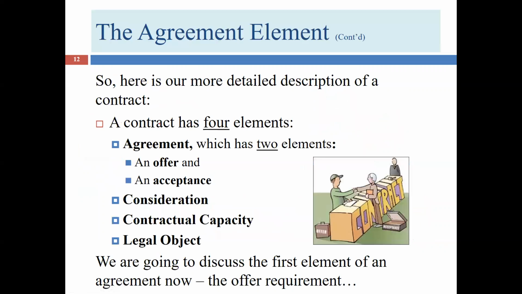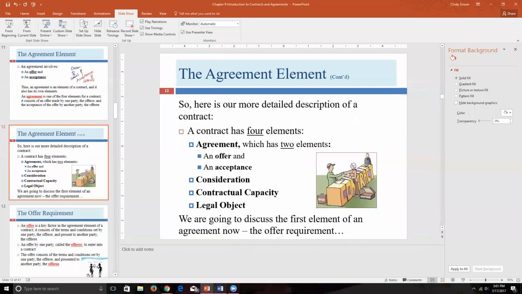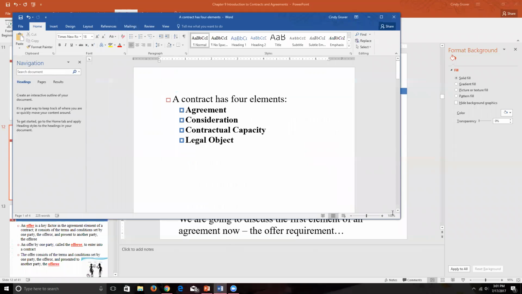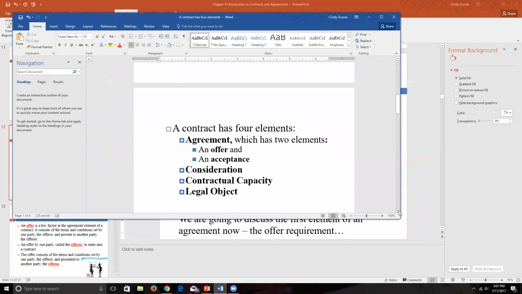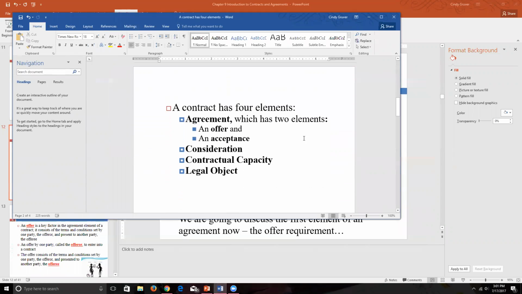So going back to our schema that we talked about before, now we have a little bit more granularity in this. We still need to have our 4 elements: agreement, consideration, contractual capacity, and legal object. But now under agreement, we know some more about what we mean when we say agreement. It needs to have an offer and we need to have an acceptance. And just a little bit of a review here. So going to our next page, here we go. Yes, so here is that same representation.